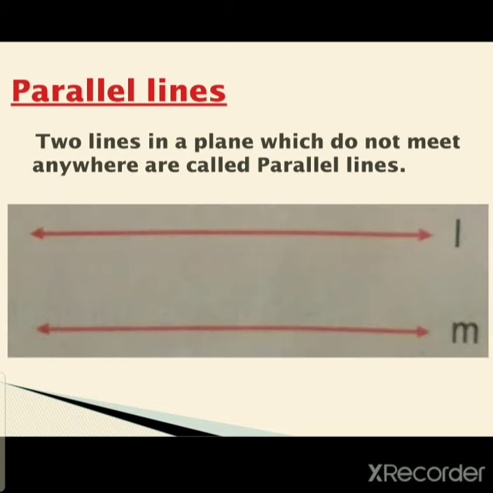Parallel, intersecting and concurrent lines. Parallel lines means two lines in a plane which do not meet anywhere are called parallel lines. Look at the example, line L and M. If we extend them, then also they are not going to meet. So these lines are called parallel lines.